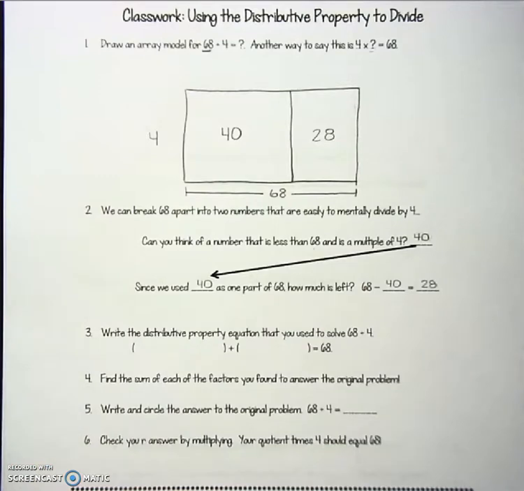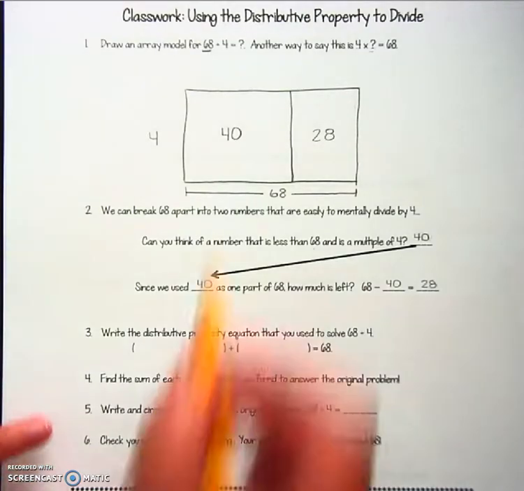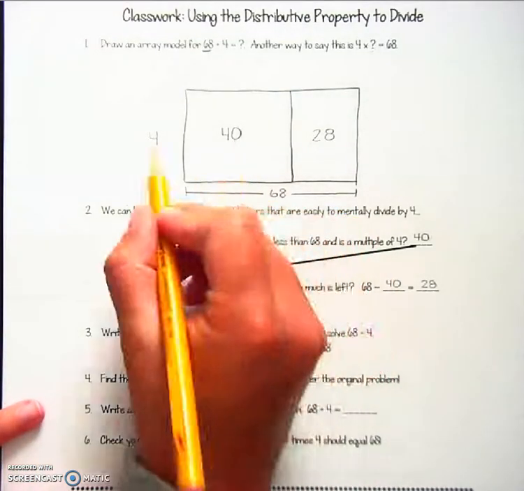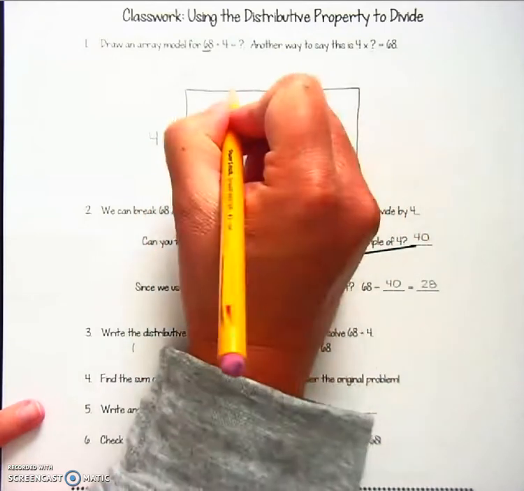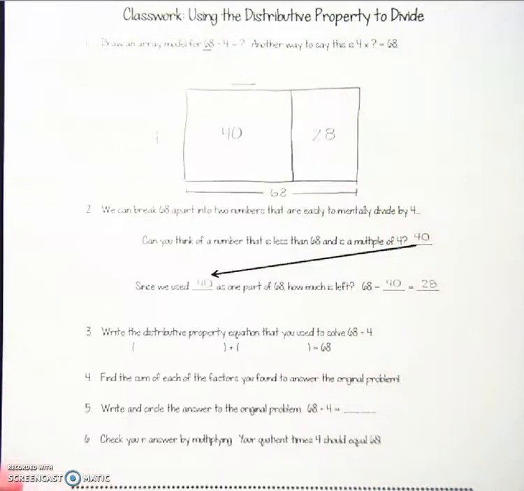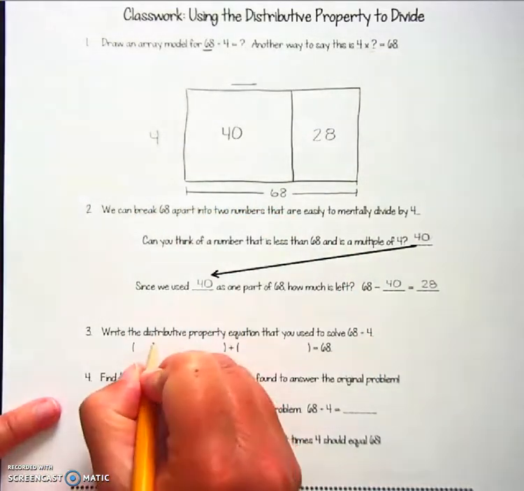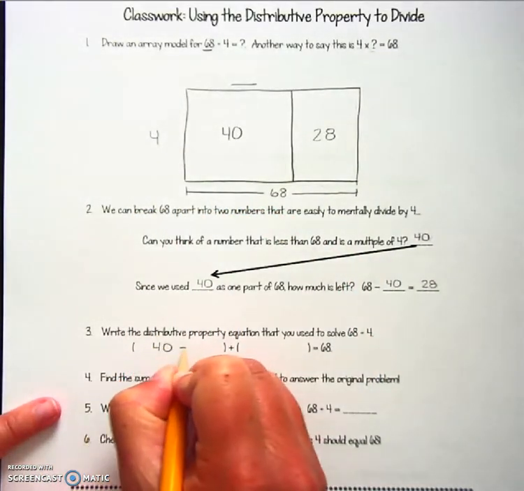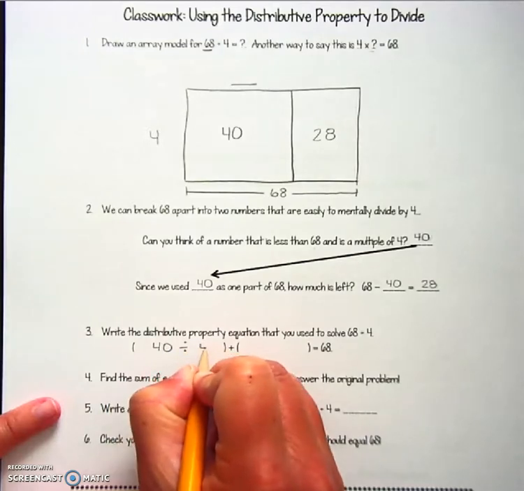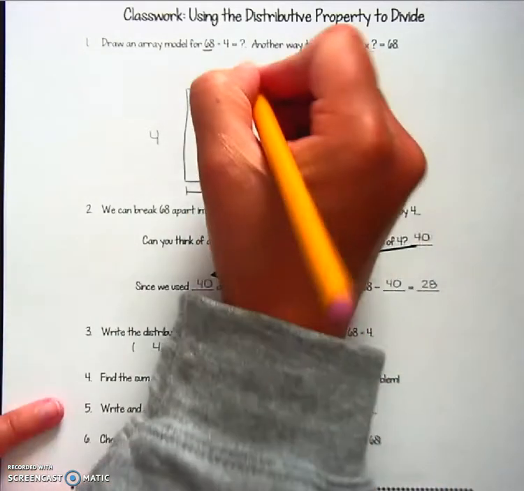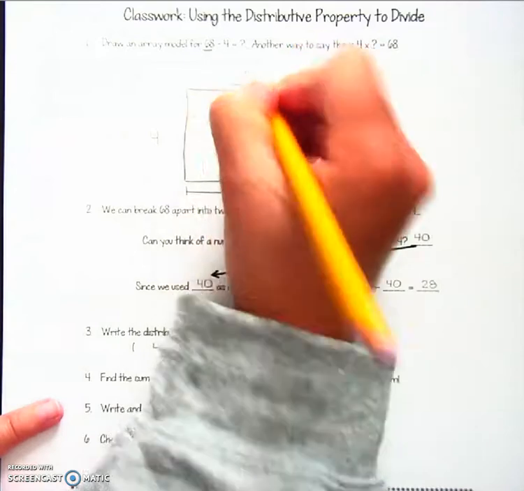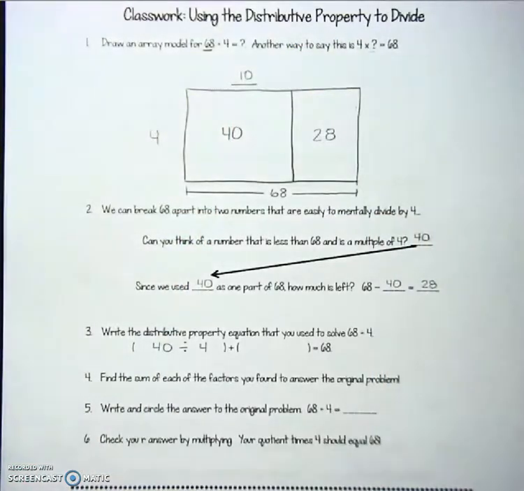Now I'm going to write the equation that I'm using to figure this out. I know that right here, in order to find this first mystery number, I need to do 40 divided by 4. So the first part of my equation is 40 divided by 4. I know that 40 divided by 4 is 10. So this section is representing 10 different columns.